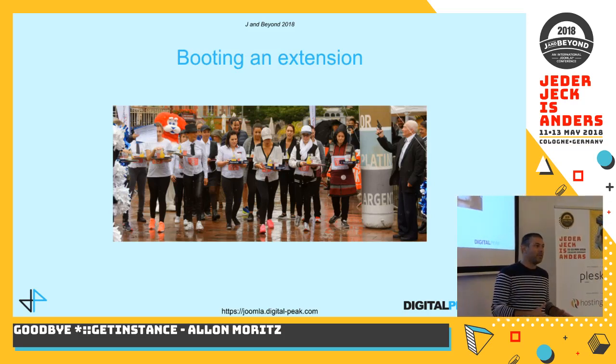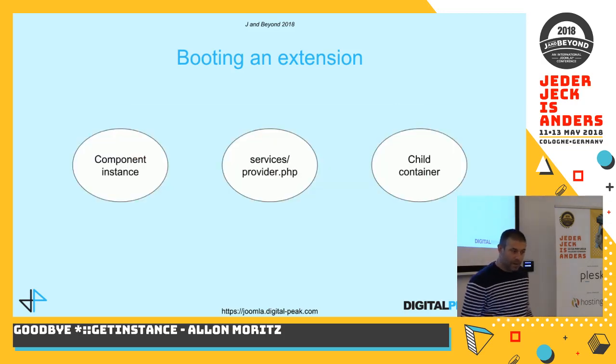As I said already, there is a new way how you can boot an extension and how the extension sets itself up, and you have a unified way of accessing an extension. You have a component instance, which I'll show in an example afterwards. You have a provider file which sets up all the dependencies in the container. And all of that is working in a child container of the main container we have in Joomla Core. So in your child container, you will have access to the elements of the parent container.